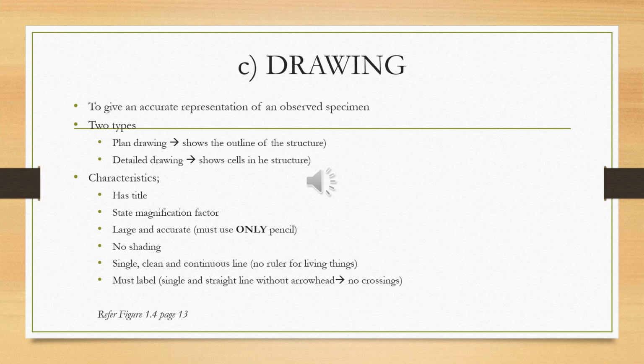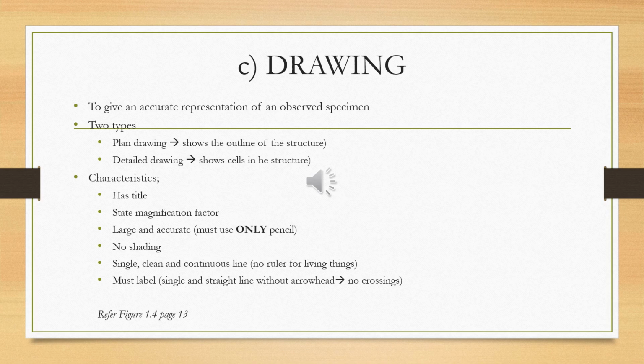Last one, must label. So for the label, the arrow. Now I want to talk about the arrow. The arrow must be a single straight line without an arrowhead. No need to put the arrowhead, just one straight line and then straight away your label.